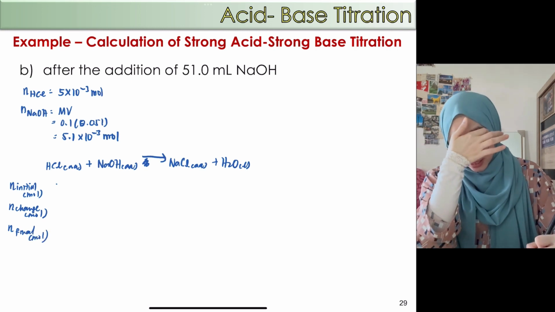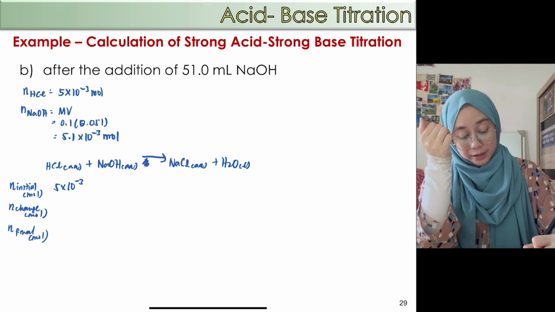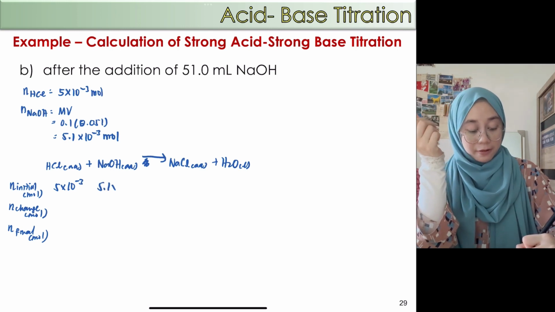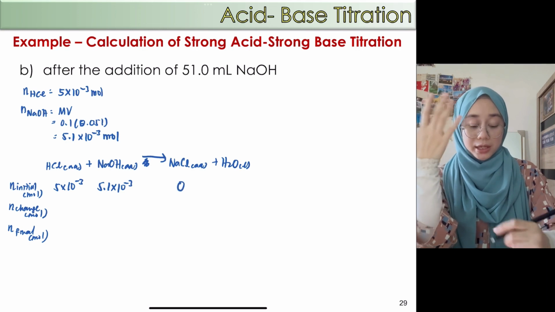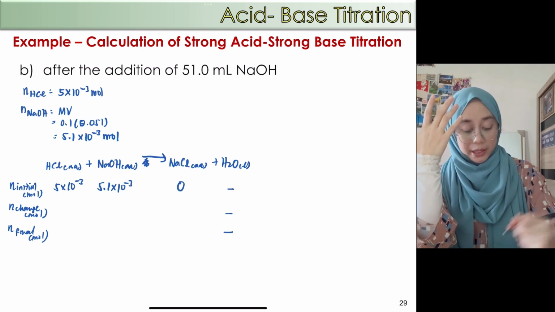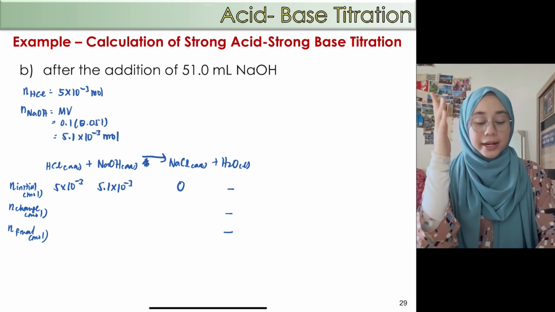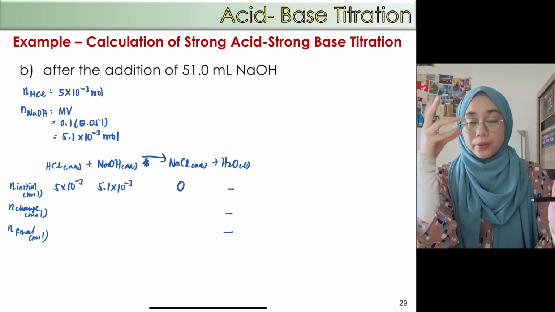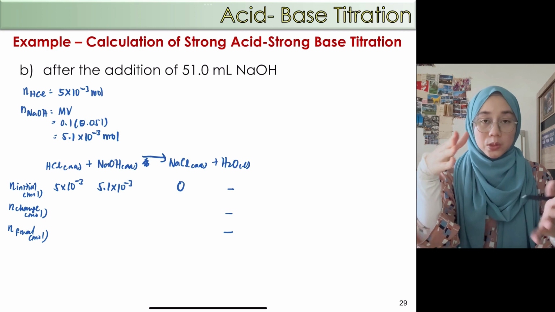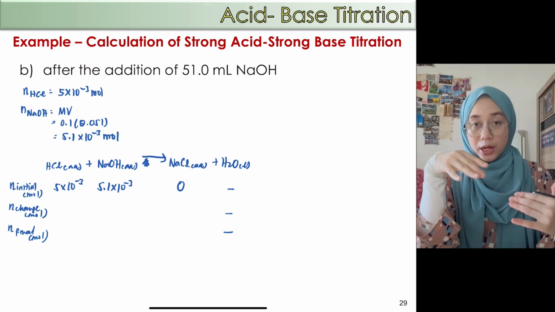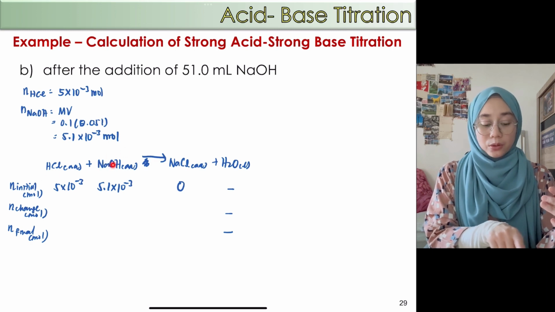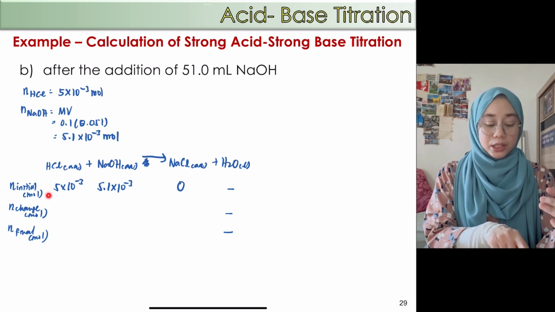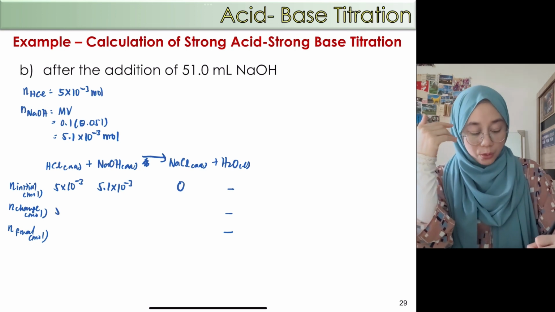Okay, so HCl, as we had earlier, class, is 5 exponent negative 3 mole. NaOH is 5.1 exponent negative 3 mole. NaCl is 0 initially. H2O is not included because it is a liquid. So between HCl and NaOH, which one will be consumed completely? In this case we look at which has the lower number of mole. Please take note that this is 1 to 1. So it's easy, we just take HCl here since it has a lower number of mole. So we subtract 5 exponent negative 3.